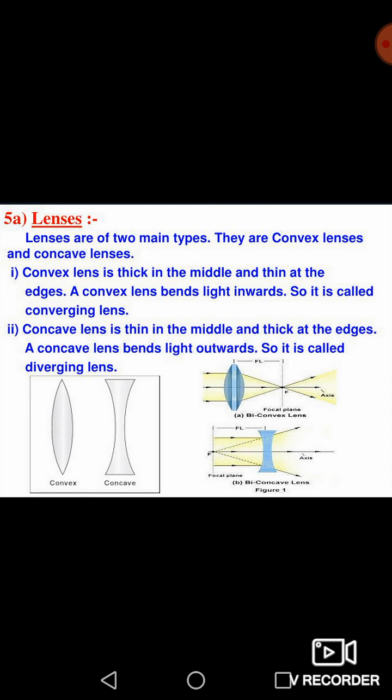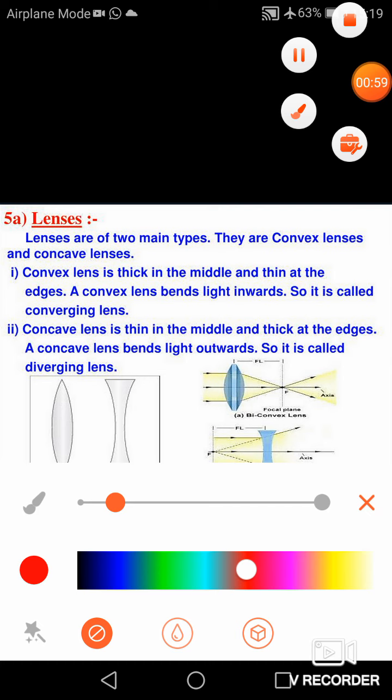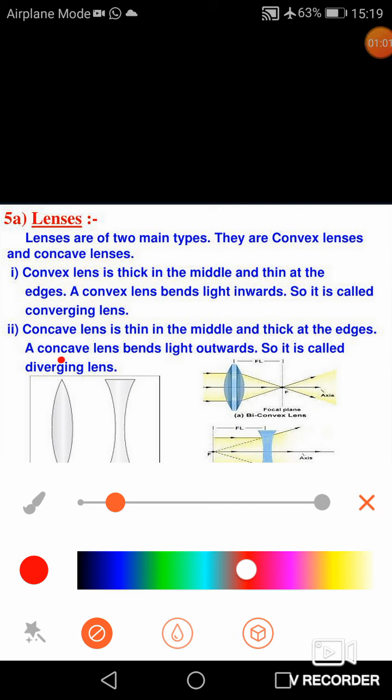There are two types of lenses. First one is convex lens and second one is concave lens. This is shown the convex lens. A lens which is thicker in the middle and thinner at the edges is called a convex lens, and a convex lens is also called converging lens.